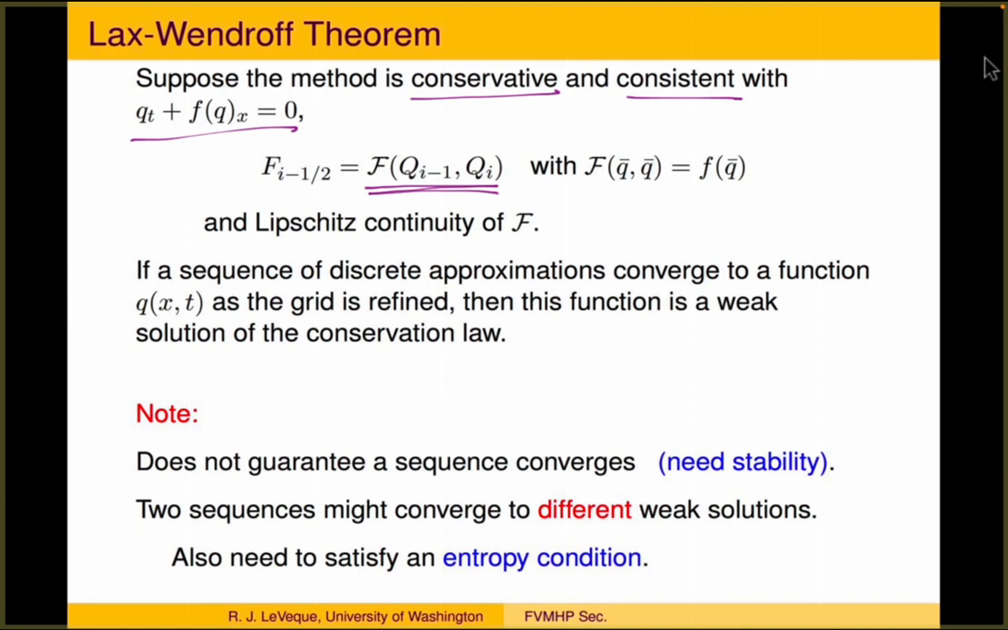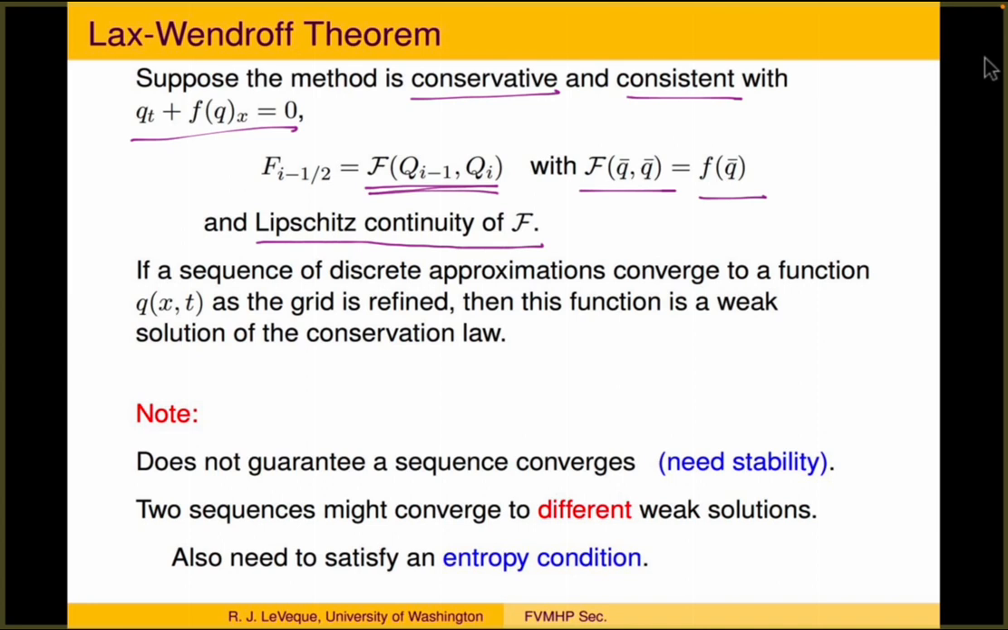If that flux function has the property that when we evaluate it with the same state on both the left and the right, it simply reduces to the correct flux for the conservation law, that's what we mean by consistent with the conservation law. Oh, and we also require that this function script F be Lipschitz continuous, so that as q left and q right approach u bar, we should have Lipschitz continuity. Then it turns out that's enough to show that if our numerical method is converging to some function as we refine the grid, then that limiting function must be a weak solution of the conservation law.